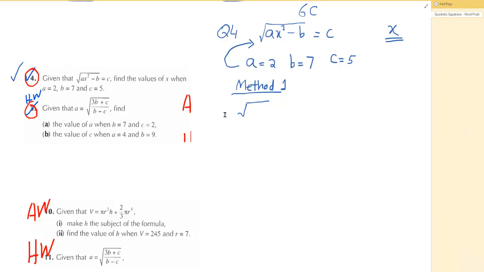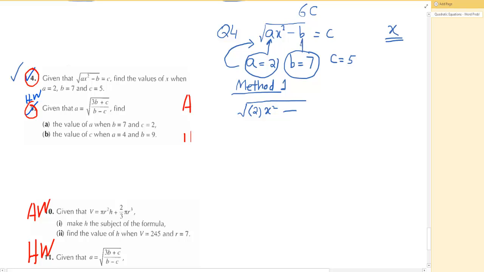So the first is, I will plug in the values here. a is 2, so I will put 2 here, and x square, minus b, and b is 7, minus 7. When you are putting the values, use brackets. And c is 5. Very easy question.